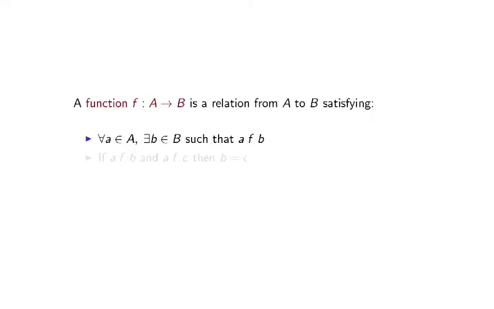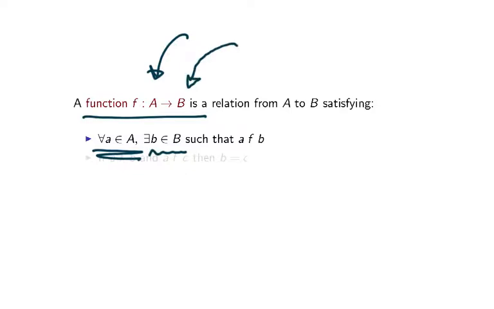We will see now a particular type of relation that is called function. A function from A to B is a relation, like the one that we have defined before from A to B, but one that satisfies these two properties. First, for all elements in A, in the first set, there should exist an element in the second set such that A relates to B.